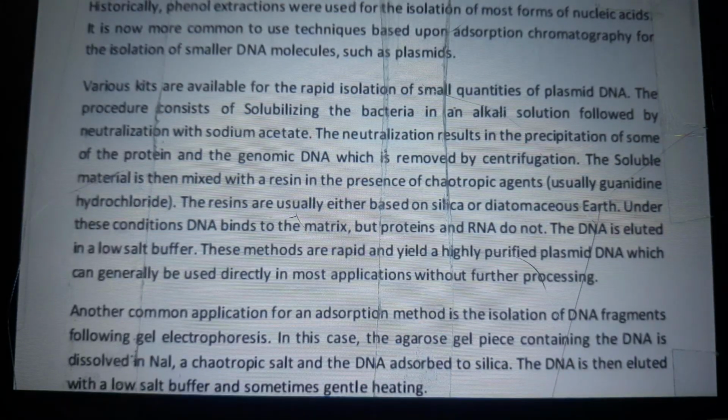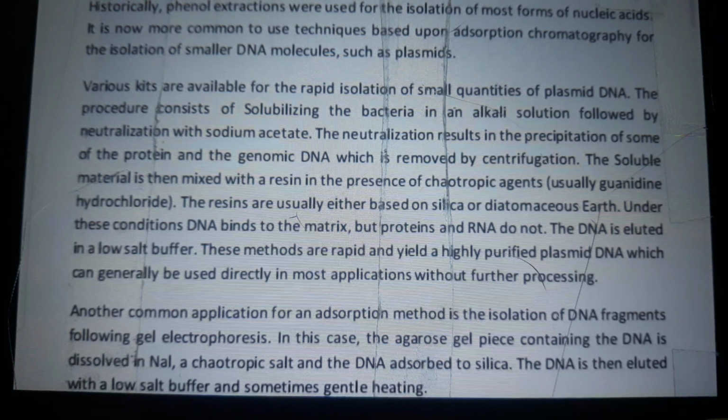Plasmid minipreps and adsorption methods. Historically, phenol extraction was used for the isolation of most forms of nucleic acids. It is now more common to use techniques based upon adsorption chromatography for the isolation of smaller DNA molecules such as plasmids.